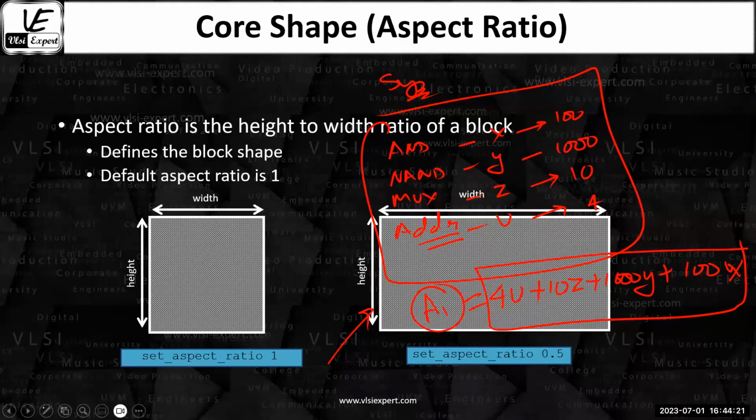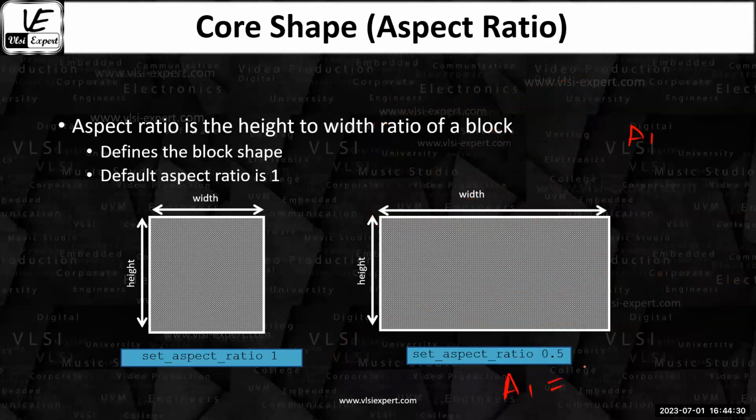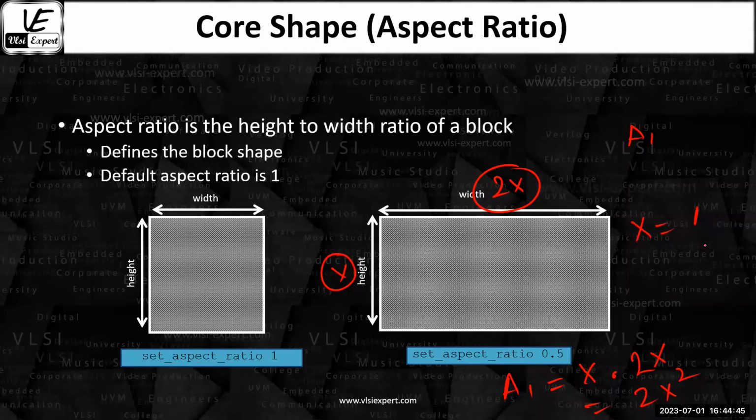Now you have everything. You will say, Puneet, area is A1. A1 equals height is X, width is 2X. That means X into 2X, that is the area. That means 2X squared. That means X equals the square root of A1 by 2. Now you can calculate X. You can calculate the height. You can calculate the width.